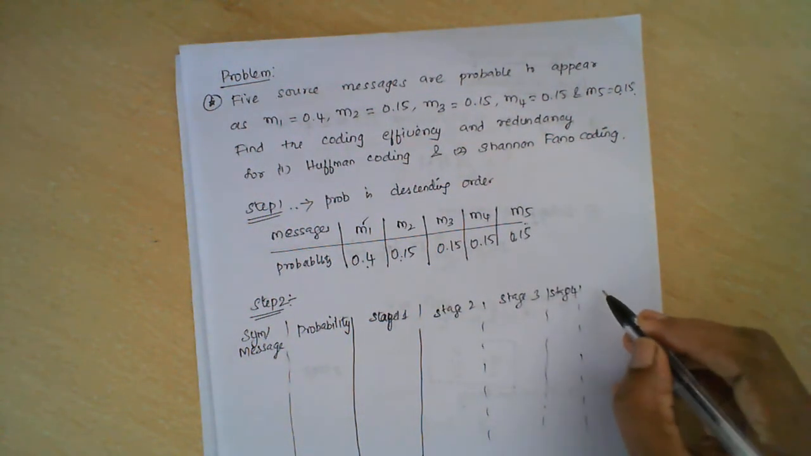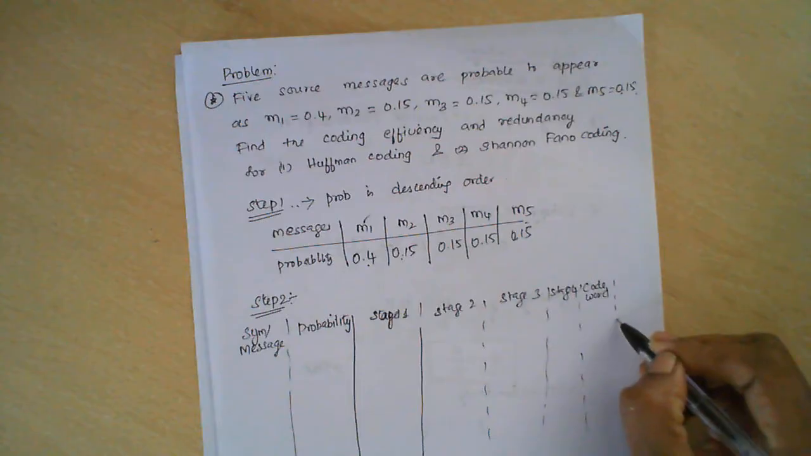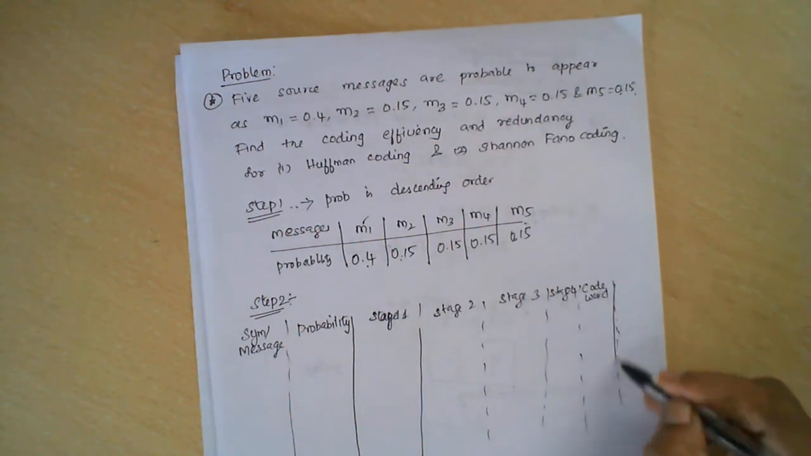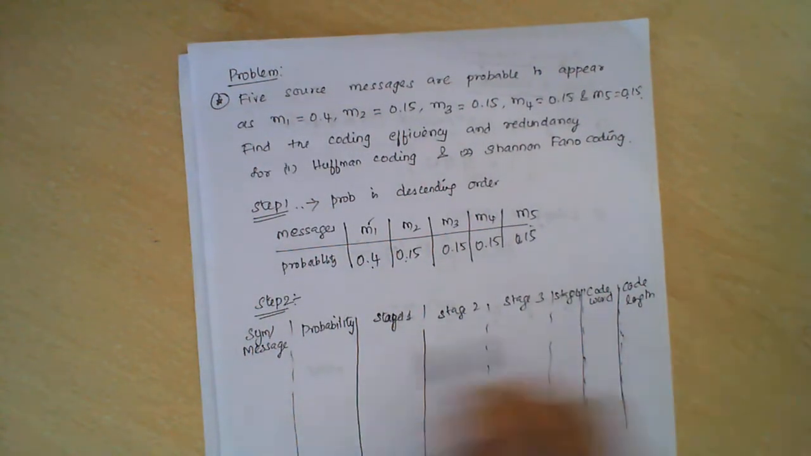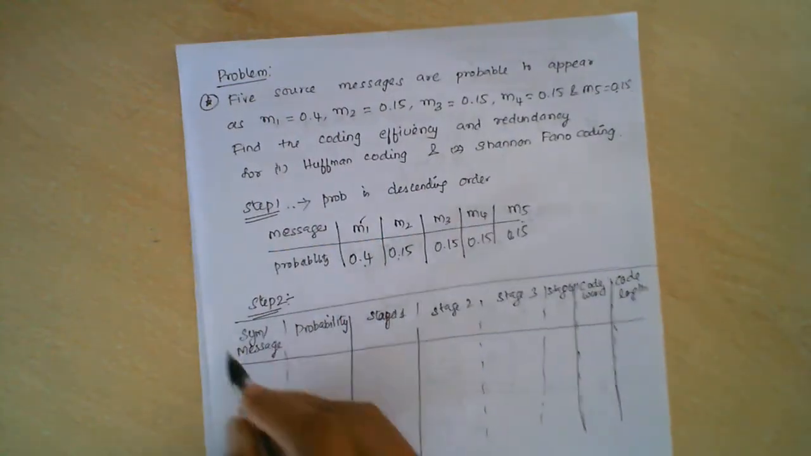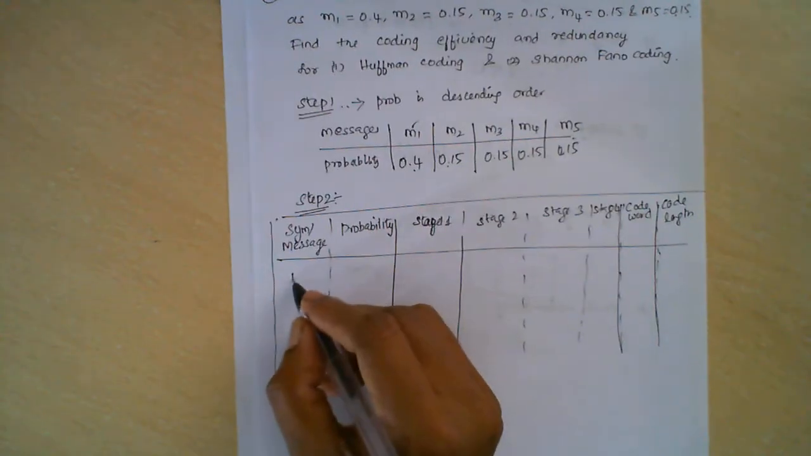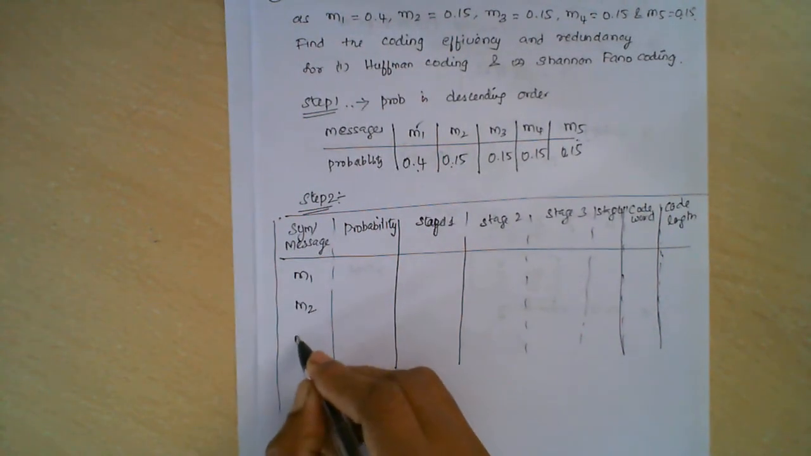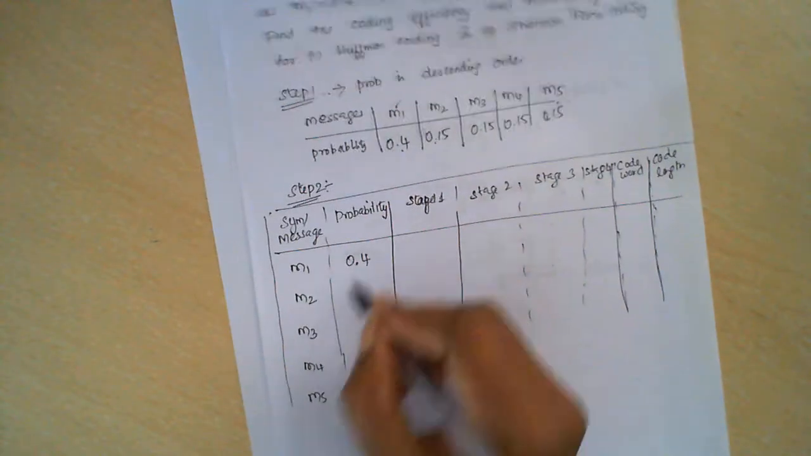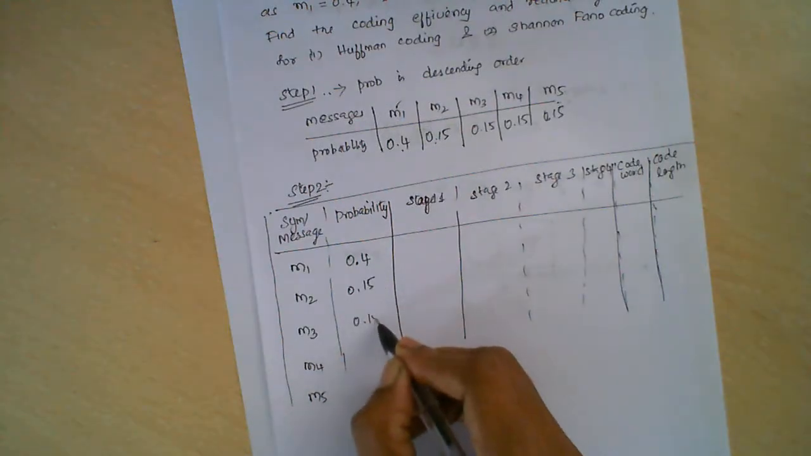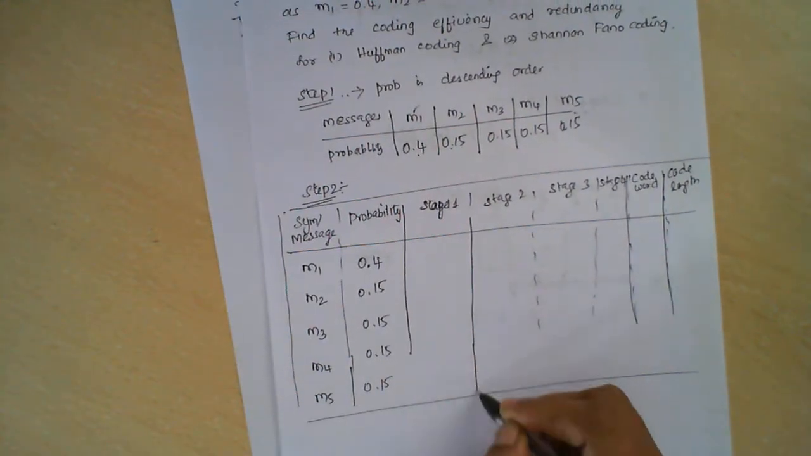Next is the code word. What code words are we going to get? Now next is the code length. This is how you should specify a neat tabular column for your given problem. Since the message symbols need not be rearranged, write them as such: M1, M2, M3, M4, M5. Then their corresponding probabilities 0.4, 0.15, 0.15, 0.15 and 0.15.